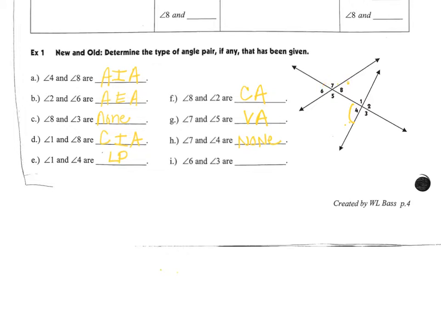And then if we look at the last one, we have angle 6 and angle 3. They are on the same side of the transversal. They are both on the exterior, and so therefore these are corresponding exterior angles. And so now we want to make sure that our goal is that we have all of these angles, the names, the locations, and the abbreviations committed to memory.